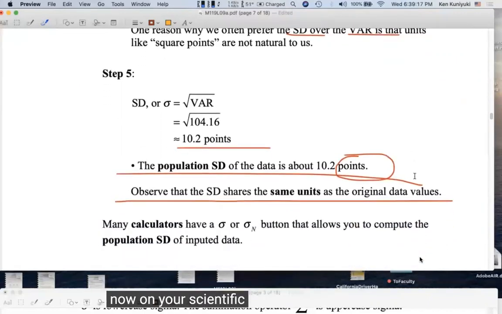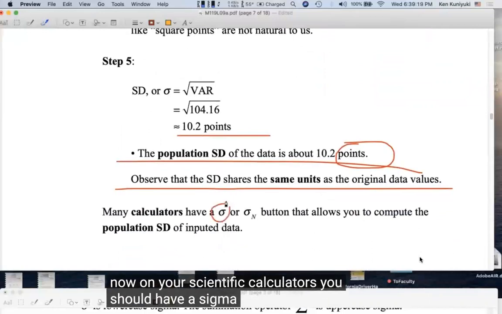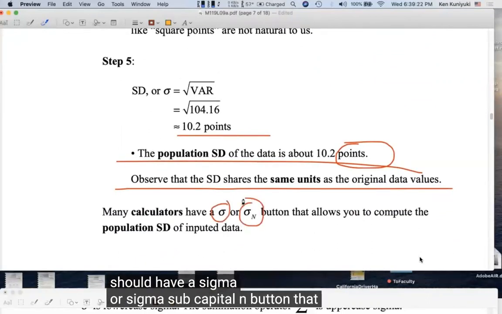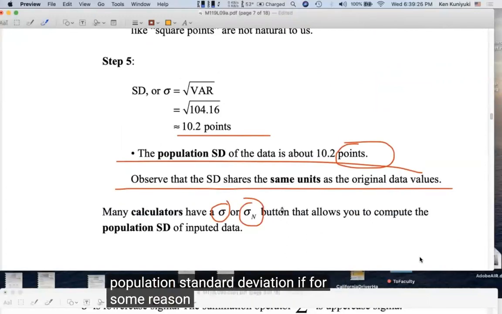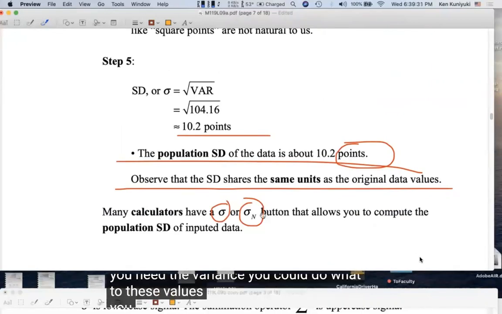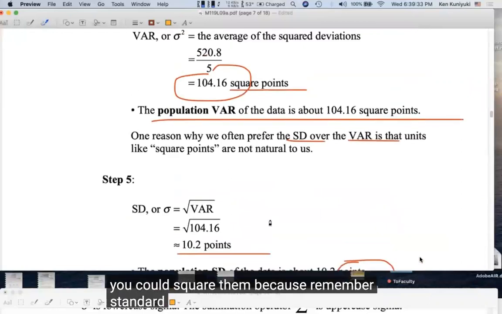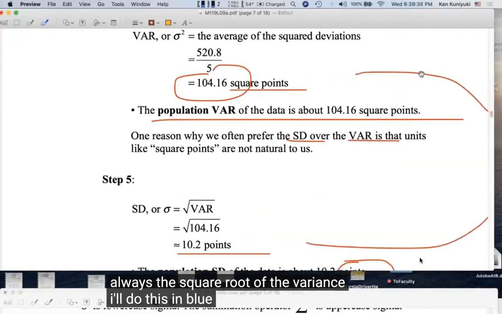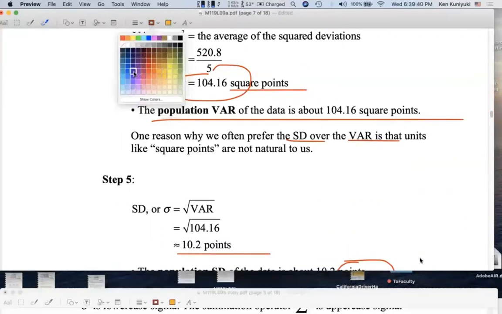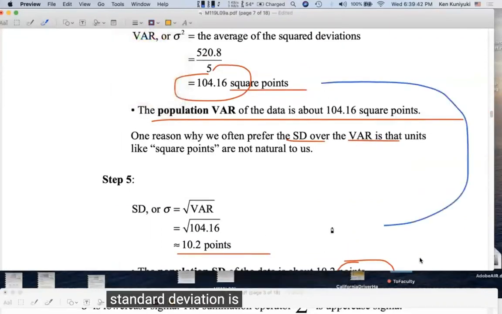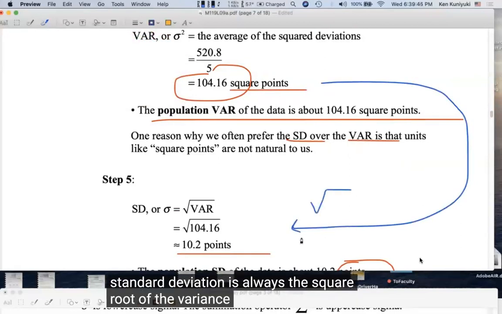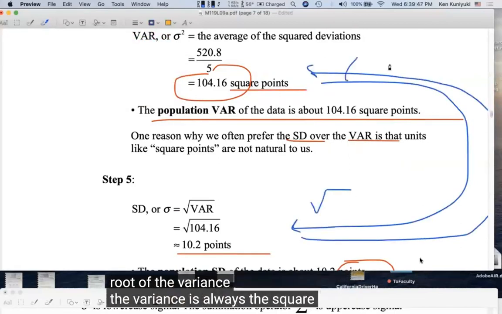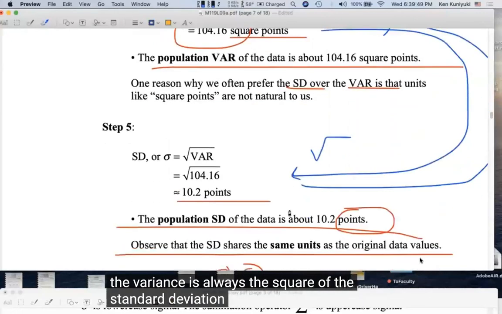Now on your scientific calculators, you should have a sigma or sigma sub capital N button that will allow you to work out population standard deviation. If for some reason you need the variance, you could do what to these values? You could square them. Because remember, standard deviation is always the square root of the variance. The variance is always the square of the standard deviation, whatever the context.